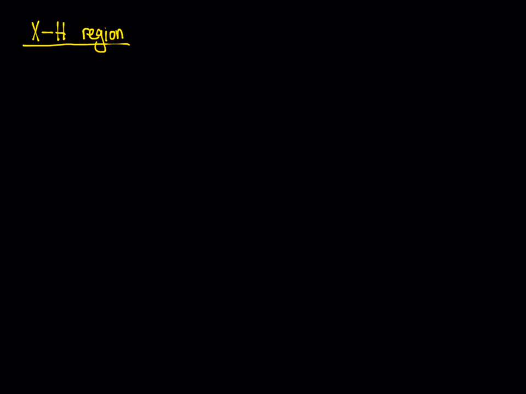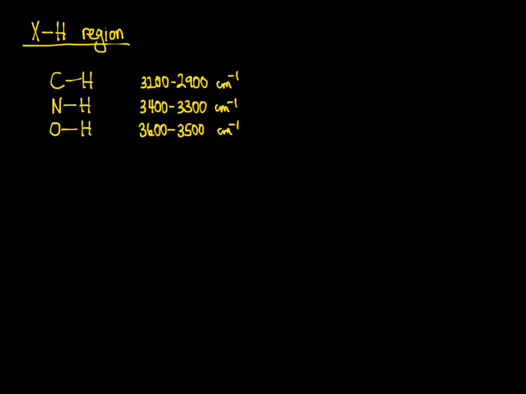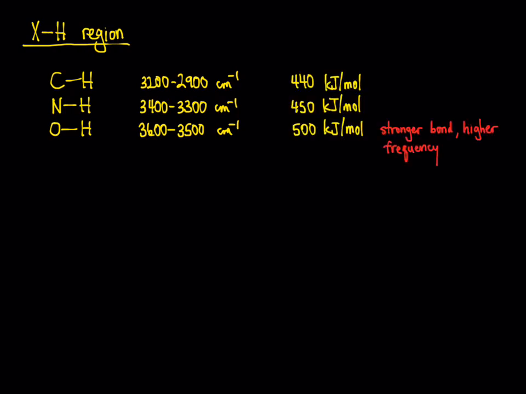In the XH region, we have carbon-hydrogen, nitrogen-hydrogen, and oxygen-hydrogen bonds at the frequencies shown. These stretches are correlated to the energies of the respective bonds. Thus, the OH bond has the highest frequency since it is the strongest bond.